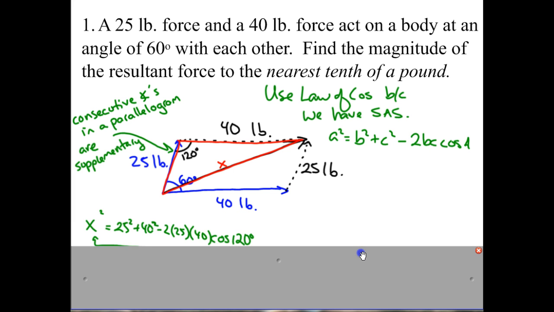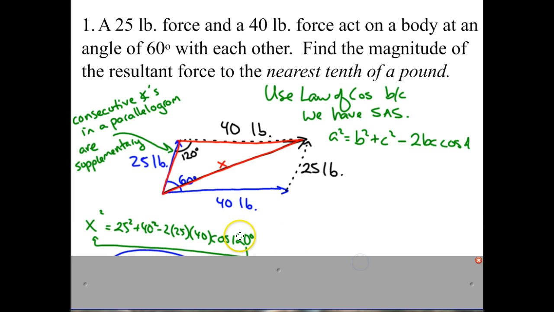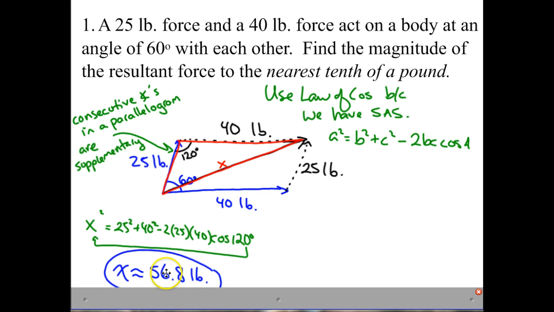Okay, so hopefully you subbed in all the information, lining up your angle 120 degrees with the unknown side. This is just an easy calculator problem. Once you've got it all set up, don't make it harder than it is. Put that all into the calculator. Get your value, 56.8 pounds. Make sure you have your unit. Make sure you rounded it appropriately.